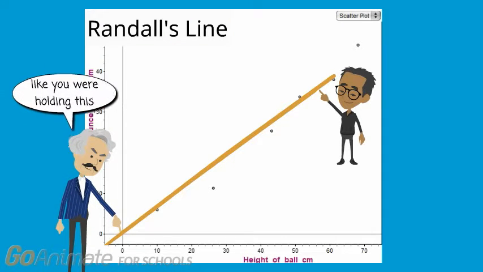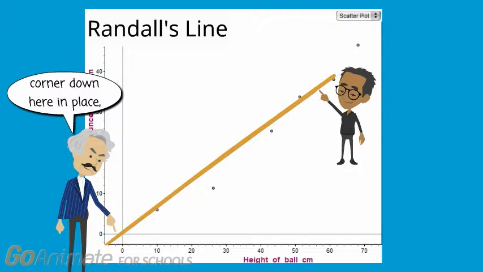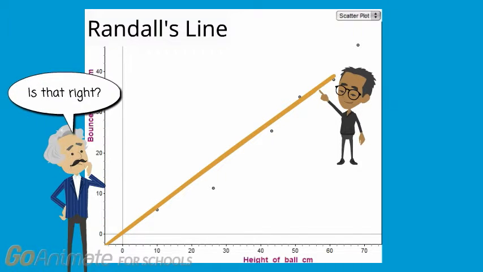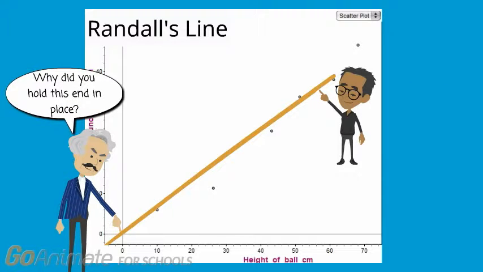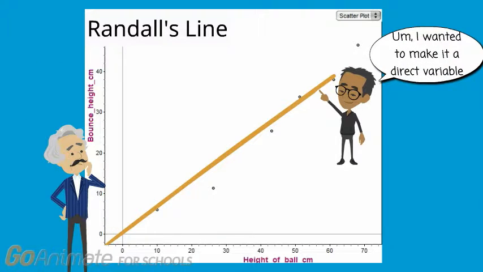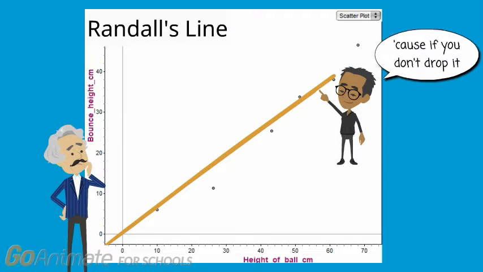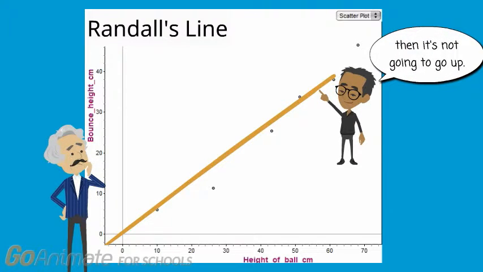Alright, it looked to me like you were holding this corner down here in place and just moving the other end. Is that right? Yes. Why did you hold this end in place? I wanted to make it a direct variable, where it starts at 0, 0, because if you don't drop it, then it's not going to go up.